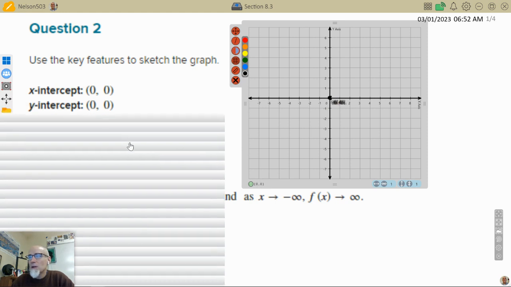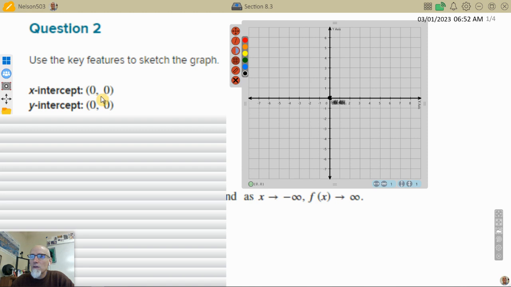All right, next thing we're going to do is the y-intercept. Well, if the x-intercept is 0, 0, the y-intercept is 0, 0. That's not always going to be the case. Sometimes they're going to say like 2, 0, then you'd go over to 2, 0, and maybe this will be 0, 3, and you go up to 0, 3, and you'll have a couple points of the graph.